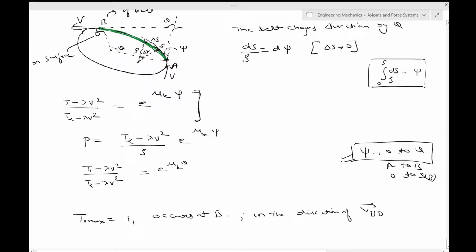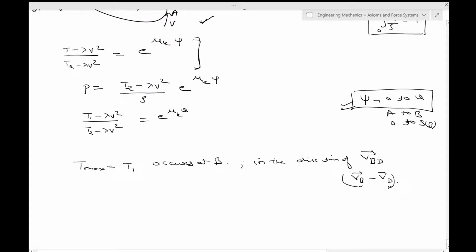Now to understand VBD, please look at this diagram. This is the velocity of B relative to point D. So B is a point on the belt, D is a point on the surface. So clearly the tension will act in the direction of VBD. Now if the velocity of D is 0, then there is no problem, right? So you will just have the velocity of B then. So this is considering the case where the relative velocity is considered.